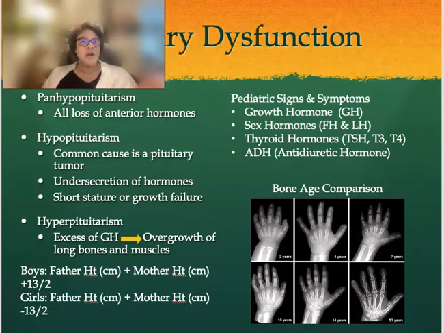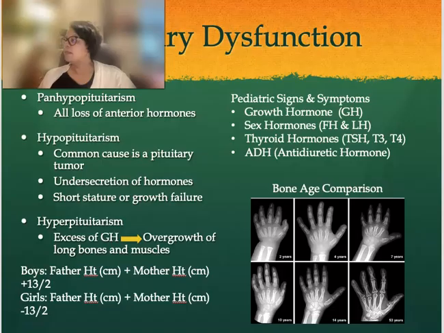And again, there are a lot of causes, as I listed before. There could be tumors, there could be damage, dysfunction, some congenital issues. And so short stature or failure to grow could be because the pituitary gland is just underfunctioning. Hyperpituitarism is the opposite. Therefore, we have a secretion of more growth hormone, and therefore they're going to be very tall, or they're going to have a big build to them. Anyhow, this is an overgrowth of long bones and muscles.